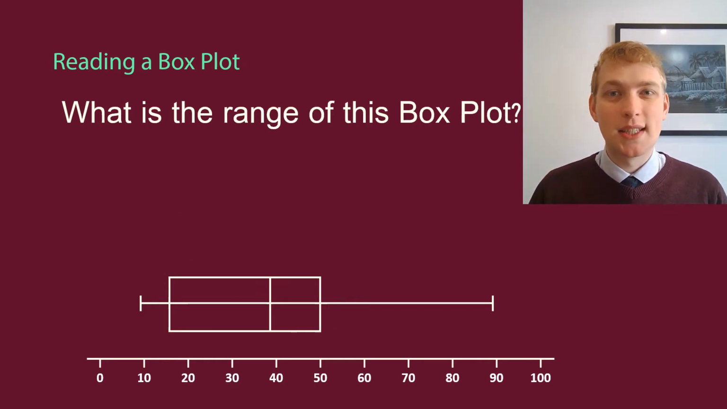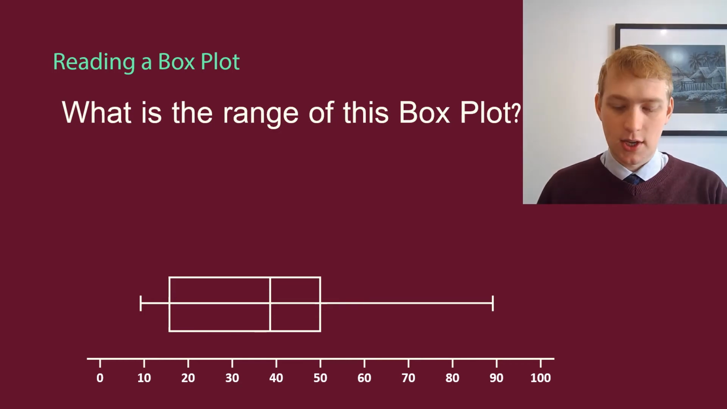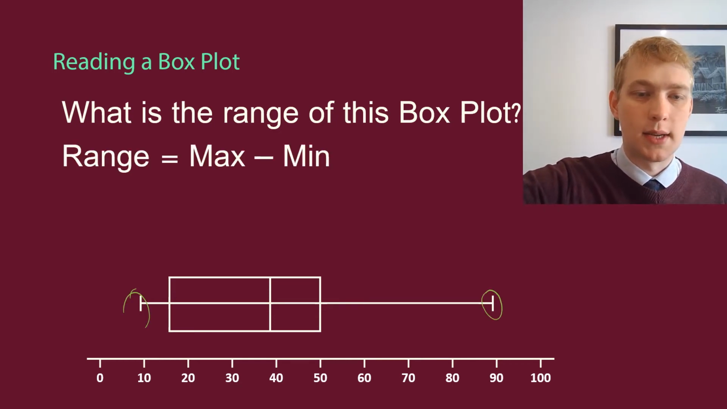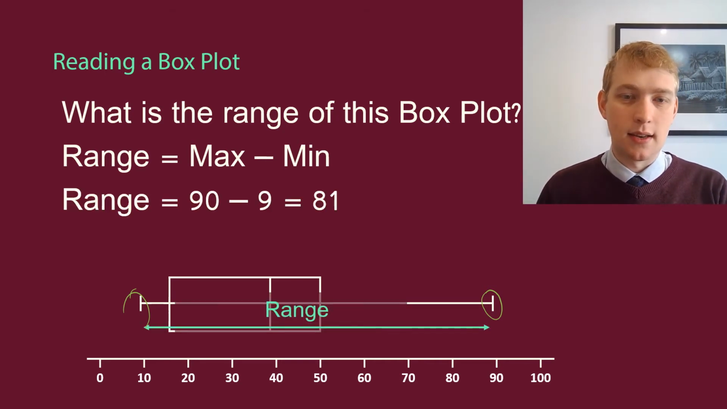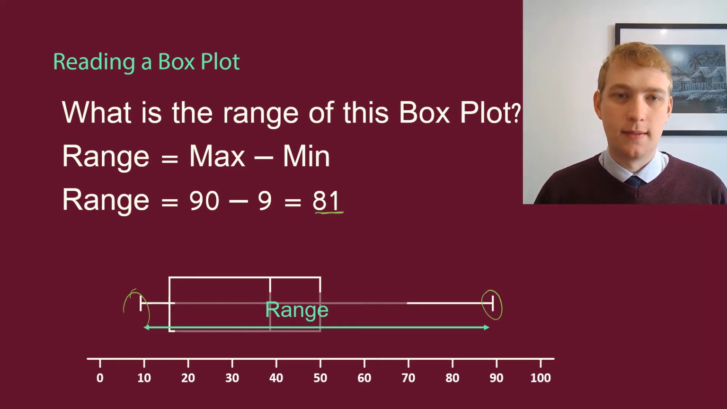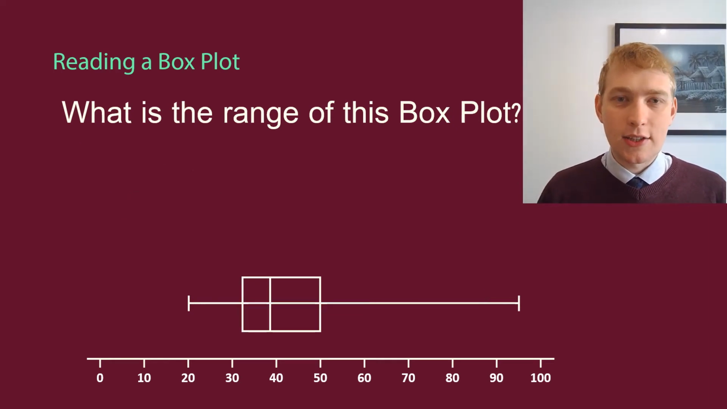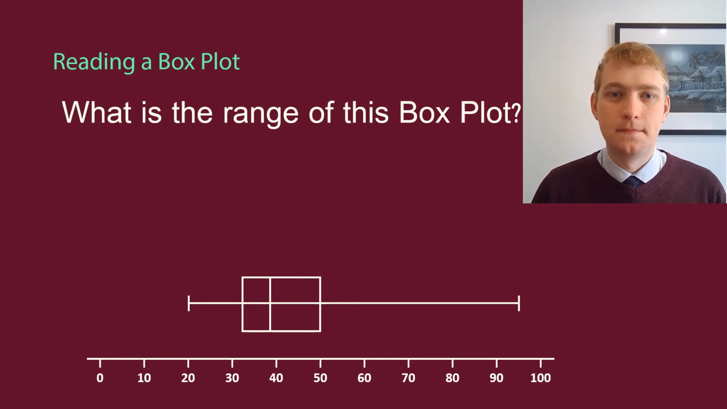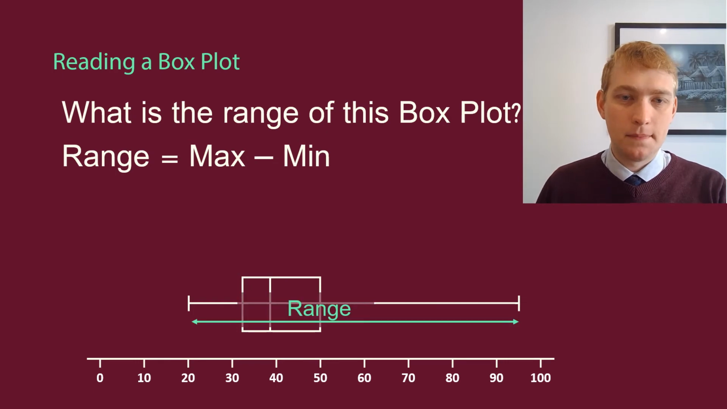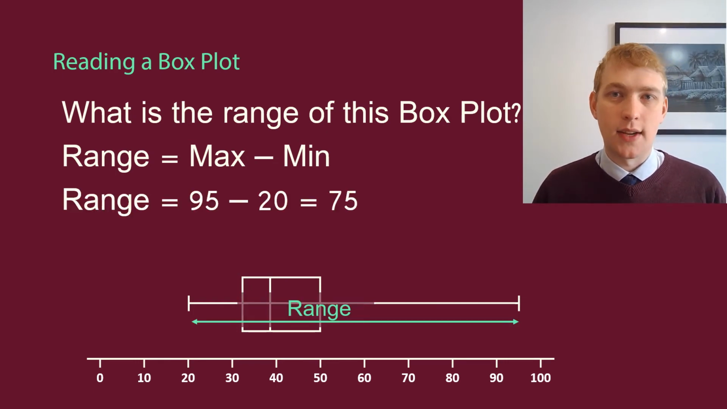Now we have a similar question to find the range. So we should know that the range is the maximum value minus the minimum value. So it's this one minus this one. So it's going to be 90 minus 9. So we get 81. So there's our range for this box plot. Your turn, try to find the range for this one. Okay, so again, range is max minus minimum, and it's going to be 95 minus 20. So we're going to get 75.